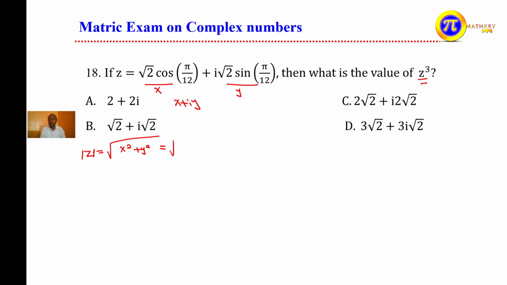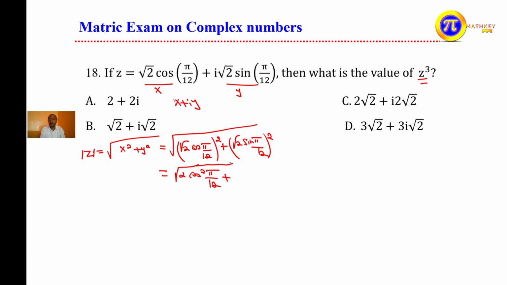In our case, what is the value of x? x is the square root of 2 times cos of pi over 12, squared, plus the y value, which is the square root of 2 times sine of pi over 12, squared. When you square the square root of 2, that is 2, into cos squared pi over 12.